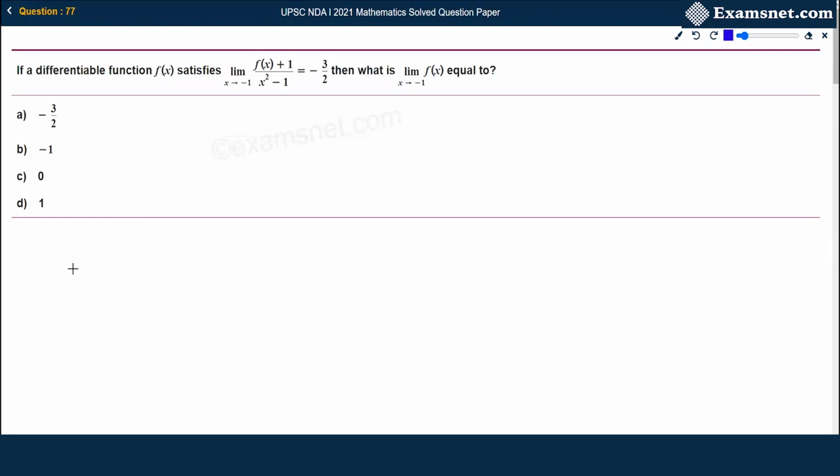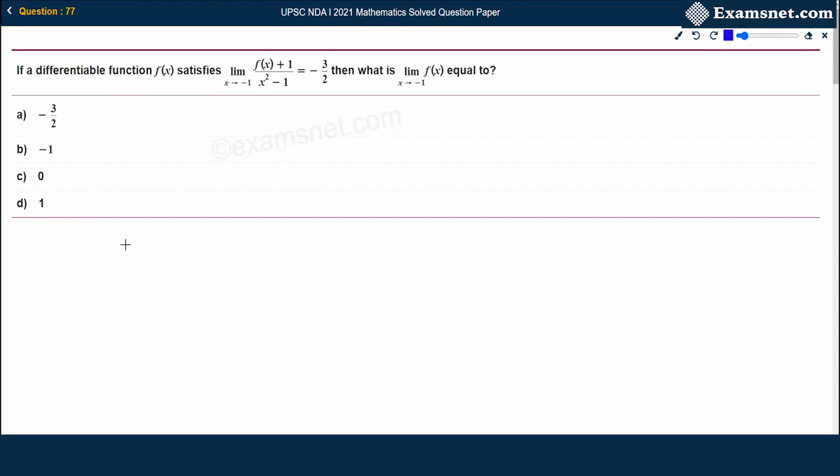In question number 77, it is given that if a differentiable function f of x satisfies the limit as x tends to -1 of (f of x plus 1) by (x square minus 1) equals -3 by 2, then what is the value of the limit as x tends to -1 of f of x? Look here, in the given limit, the denominator becomes 0 on putting the limit, right? So therefore the numerator must also be 0 to have a certain value of this given limit.